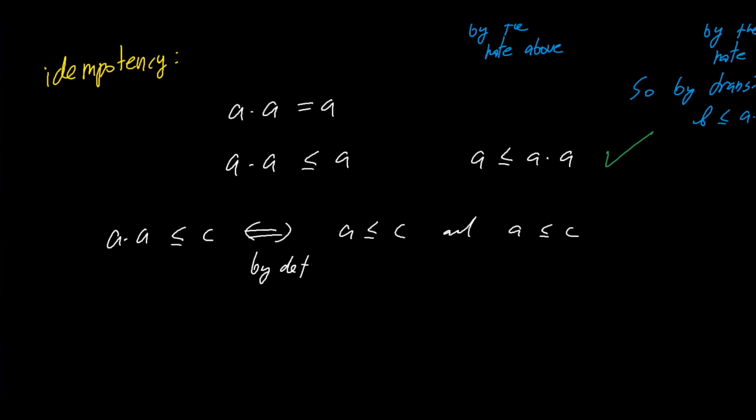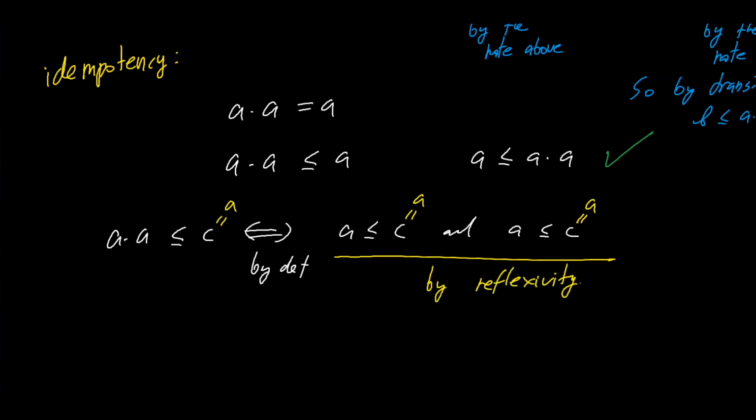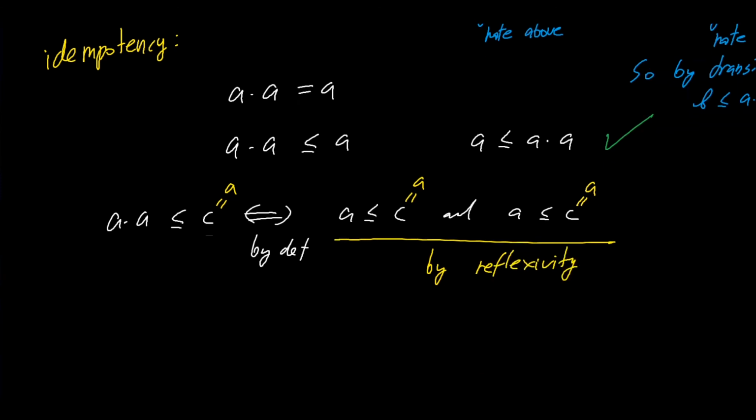Any ideas? Oh, sorry, I was muted. I think if we assume that C is equal to A. A very good idea. So if C was A, then we would have this part, which is always true by reflexivity, right? And so that gives us what we want. So this is true by reflexivity, and so we get what we want. So idempotency has also been established.